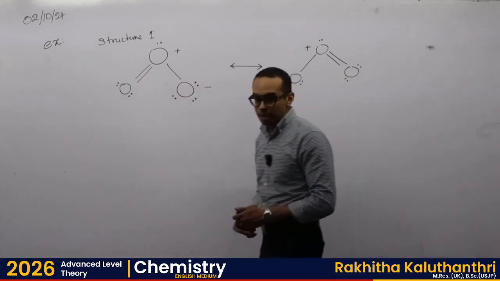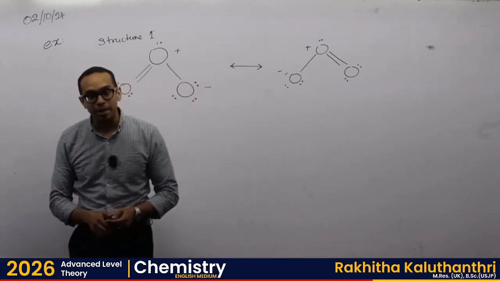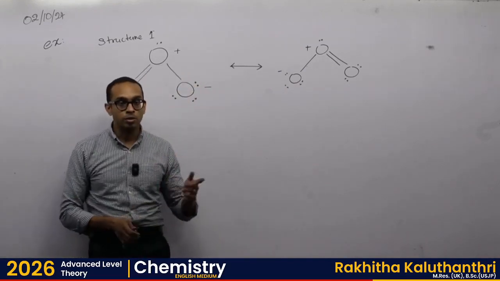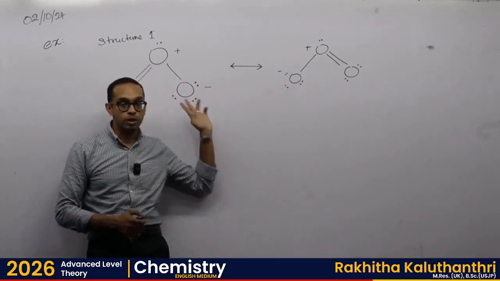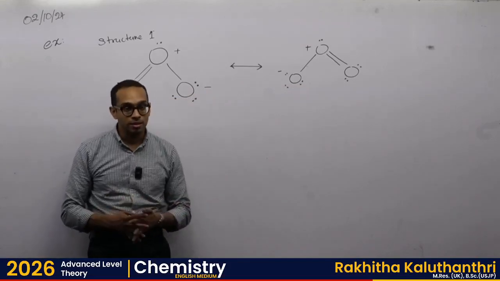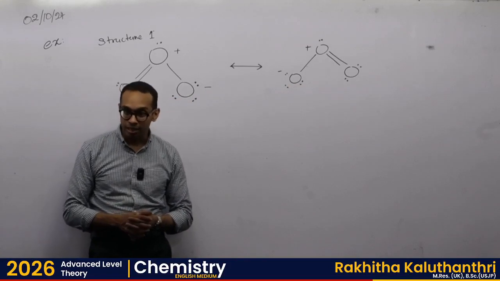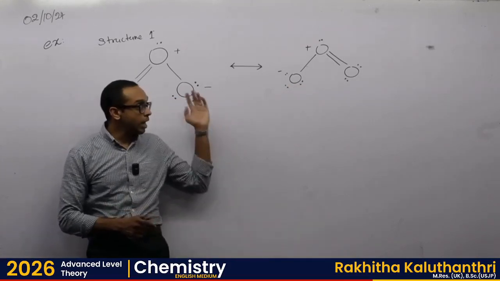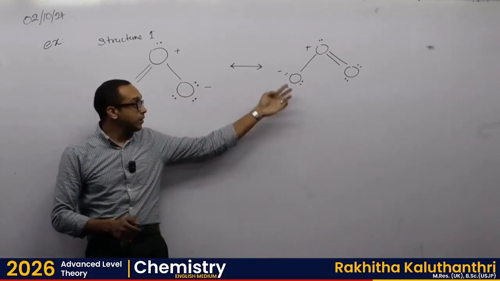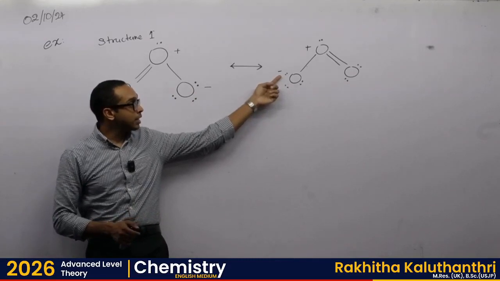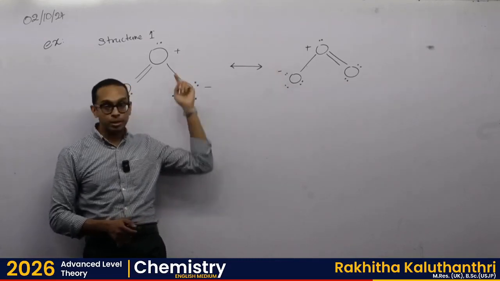Now which one is correct? Is there a specific correct one? Can you say this one is correct, this one is wrong, or both are correct? Both are correct. You can't say one is wrong, one is correct, because both are equally stable. You can see there is charge separation here also, -1 +1, -1 +1.